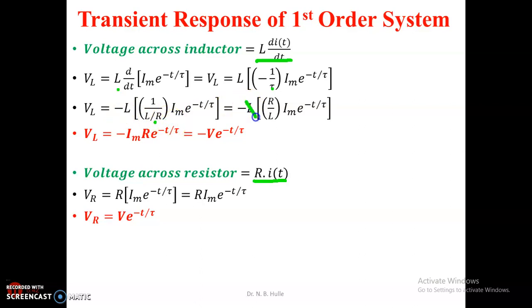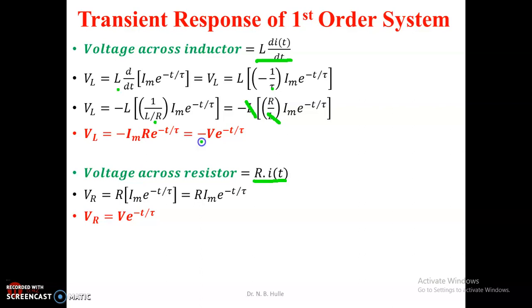Now here in this case, the inductor value is cancelling with this particular value, so the final equation will be minus R into Im into e raised to power of minus t by tau. This means the voltage developed across the inductor is minus Im into R into e raised to power of minus t by tau, which finally is minus V into e raised to power of minus t by tau.